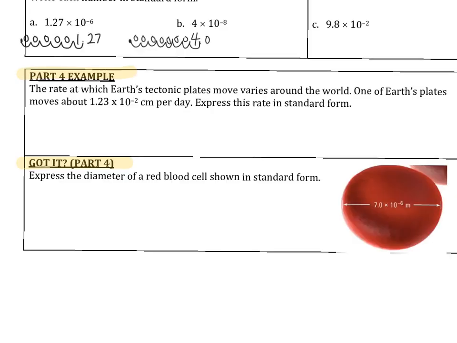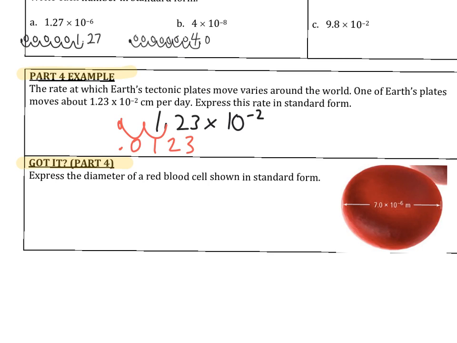Let's look at an example. Example 4 here, a word problem. 1.23 times 10 to the negative second power. We need to convert that into standard form. So I need to move 2 places to the left. 1, 2. So my new number is 0.0123.